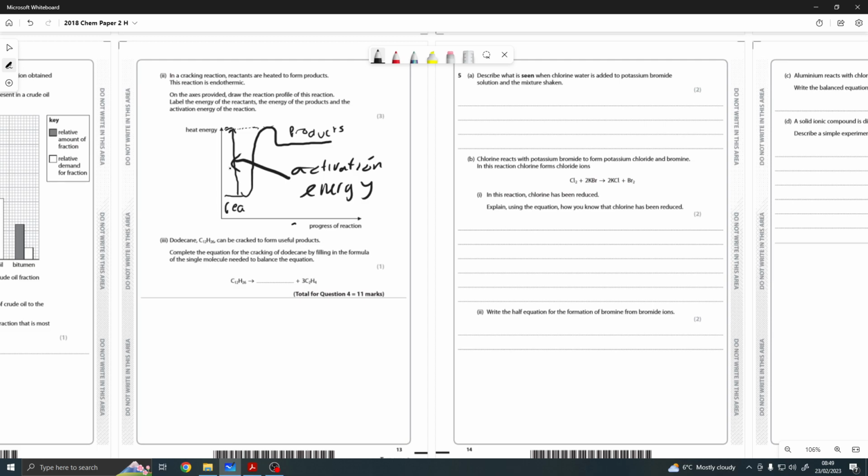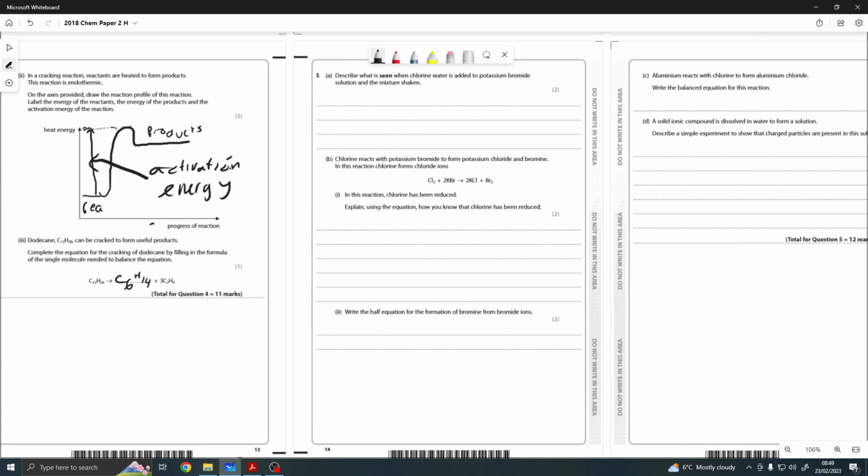Right. Dodecane can be cracked to form useful products. Complete the equation of the cracking of dodecane by filling in the formula. All you've got to do is figure out how many C's are left over once you've taken these into account. If you have 12 on this side, 3 times 2 is 6, meaning there are 6 left. And we have 26 on this side. 3 times 4 is 12. Therefore, there must be 14 left. So it's C6, H14. Job done.